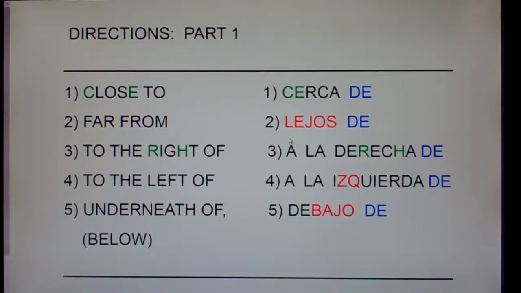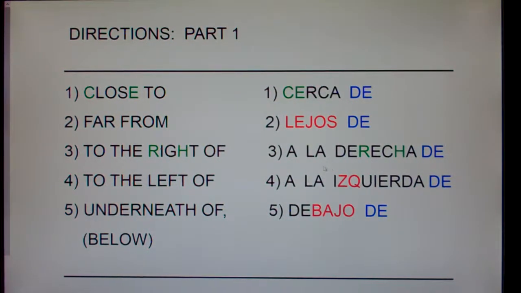And you say, your Legos, they go far away. Your Legos, they go far away. Get it? Because you threw the Legos out the window? Don't do that, but that would be pretty funny. So again, cerca de is close to and lejos de is far away. Okay? Now, to the right of is a la derecha de.